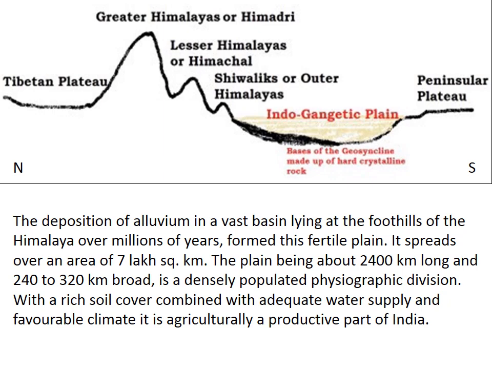But yes, it is the most densely populated region in the country. Out of all the physical features, if you consider, you will find the maximum number of people are living in these flatlands. The rich soil cover combined with adequate water supply and favorable climate is agriculturally a productive part of India.